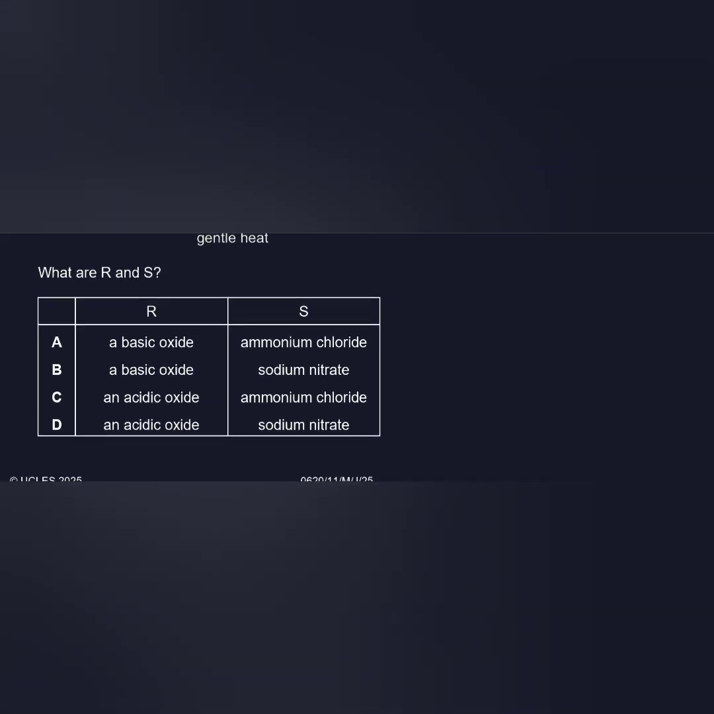The litmus paper changes from red to blue. That means the particular substance must be a base, because litmus changes color from red to blue in basic substances only. So let's see which one is basic. A basic oxide and ammonium chloride. R and S must have reacted to form a base or a basic gas.